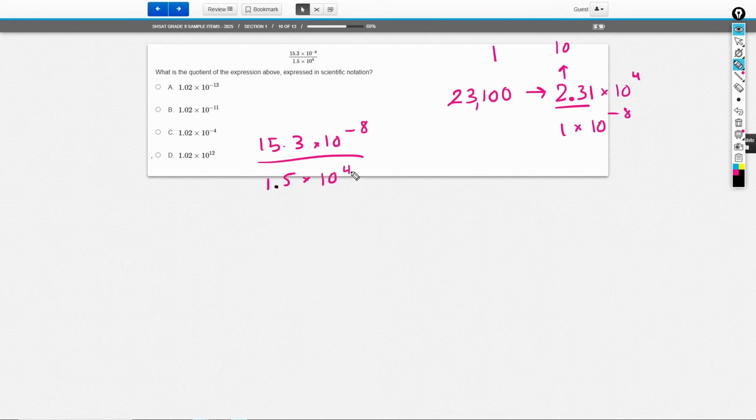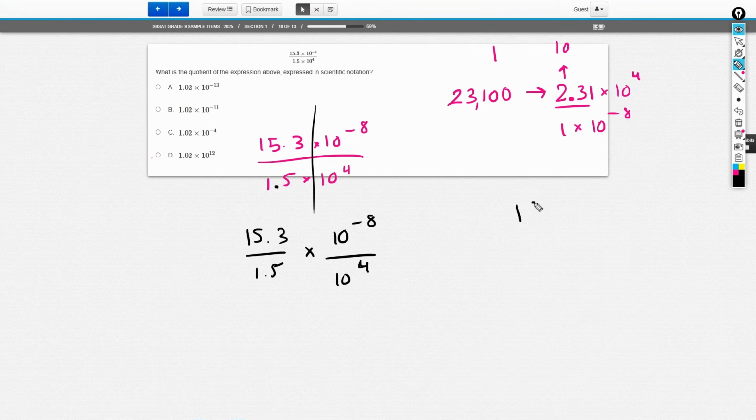The cool thing that we can do here is split this up into two different fractions. This is something that you can always do with fractions. For example, 2 times 3 over 2 times 3, we can split that up into 2 over 2 times 3 over 3, and we'll get 1 for both of these. It's a thing you can do when you have two numbers being multiplied in the numerator and two numbers being multiplied in the denominator. So I can split this into 15.3 over 1.5, times 10 to the power of negative 8 over 10 to the power of 4. Now I can evaluate both sides individually.